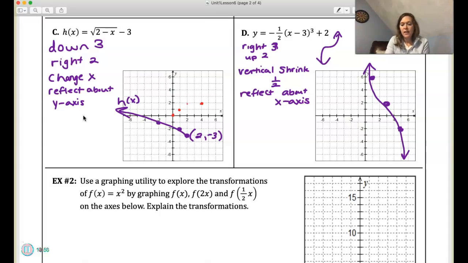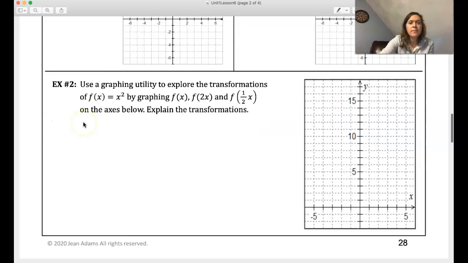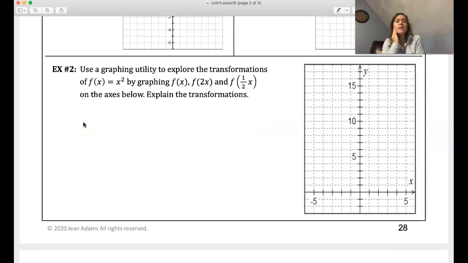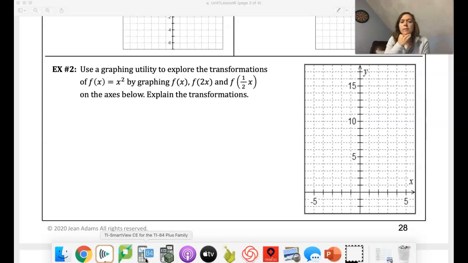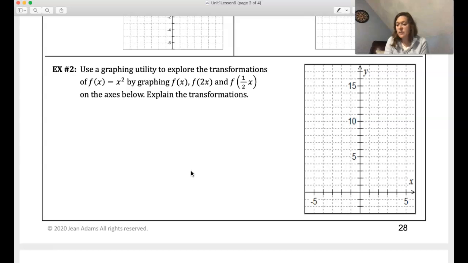Okay, so example 2 has us using a graphing utility to explore the transformations of the following graphs, and then we'll explain the transformations that are occurring there. So let me go ahead and get my graphing calculator turned on. Remember that your original is x squared, our quadratic graph, so a parabola. And then we're going to explain the 3 different transformations that can be happening. While I'm waiting for my graphing calculator to get started, let's go ahead and do the original, because that one's easy to do.